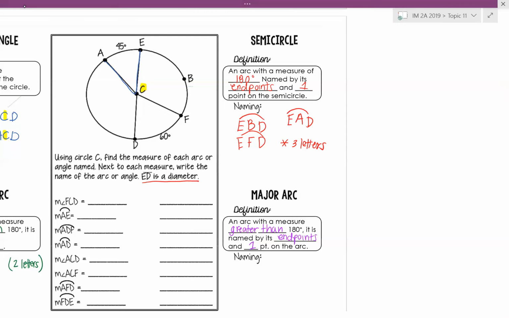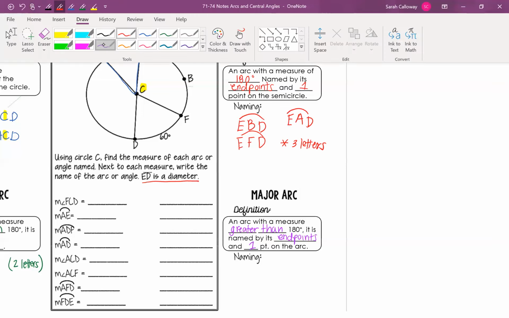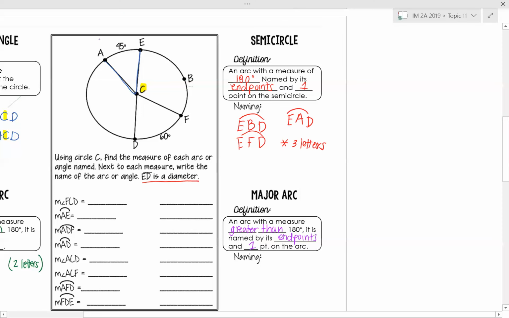The final is a major arc. So a major arc is an arc whose degree measures greater than 180. We name it the same way that we would name something from the semicircle. So if I'm thinking about a major arc, one major arc that I could do is from A to E, but not directly from A to E. I want to go the other way around. So if I went from A to E the long way, I could go A towards D and then stop at E. So a name would be A, D, E.